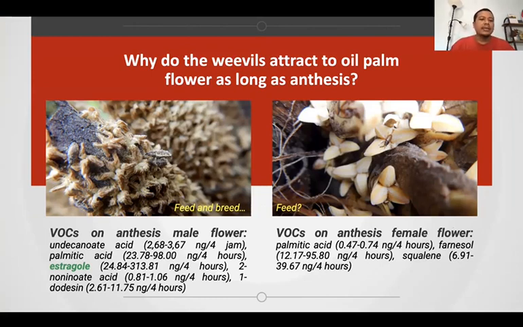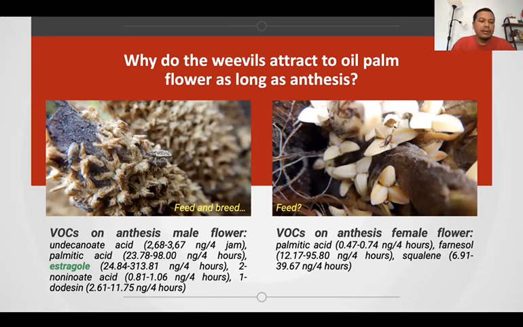We have extracted and identified various volatile organic compounds from anthesis male and female flowers, which are capable of attracting the weevil to visit both flowers. There are some of the same types of volatile organic compounds from male and female flowers, but there are also other types that are different. For example, palmitic acid is secreted by male and female flowers, but undecanoic acid and estragole were only secreted by male flowers, while farnesol and squalene only from female flowers.